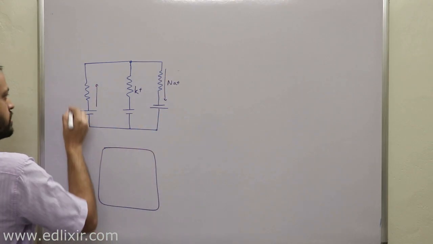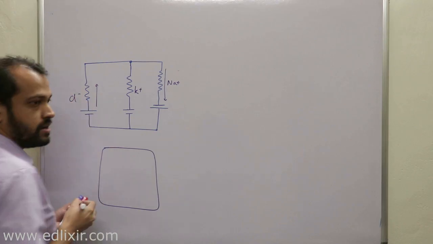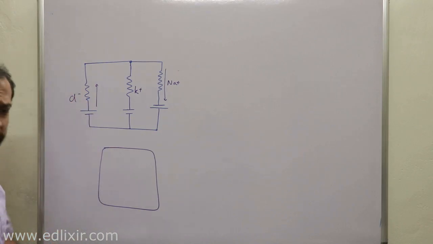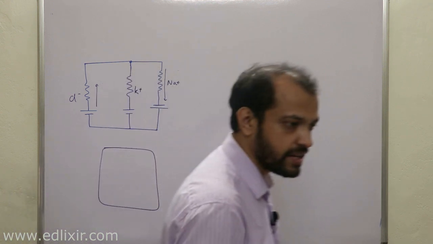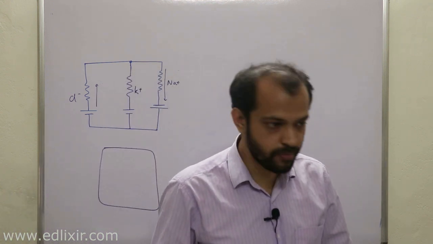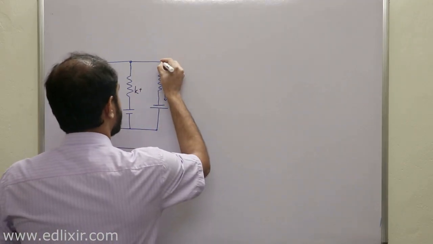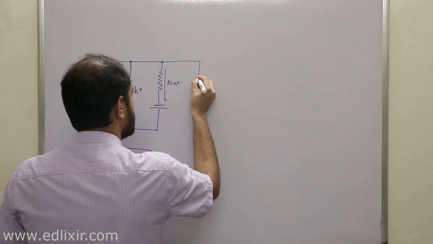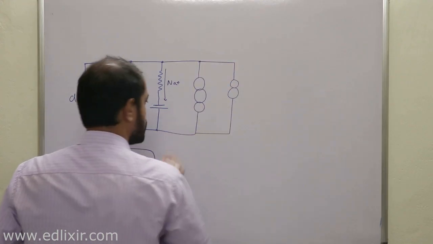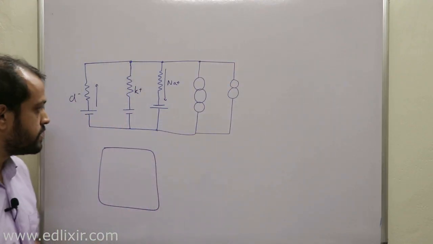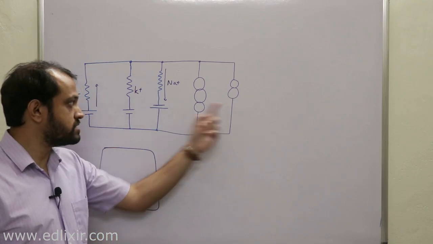Okay, now this is your chloride channel. Now listen, who is maintaining the electrochemical gradient? Sodium potassium pump, right? Now we will have to add this sodium potassium pump here. Okay, these are your sodium potassium pumps.